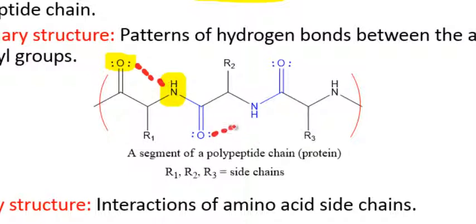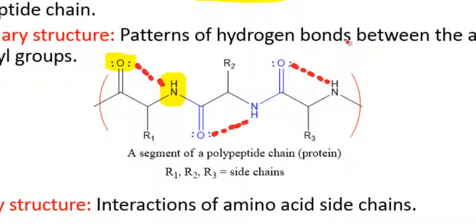So the regular repeating structures resulting from the accumulation of these bonds are what we call alpha helices and beta pleated sheets, and we're going to study those at length in coming slides. So that's what results in the secondary level of organization.